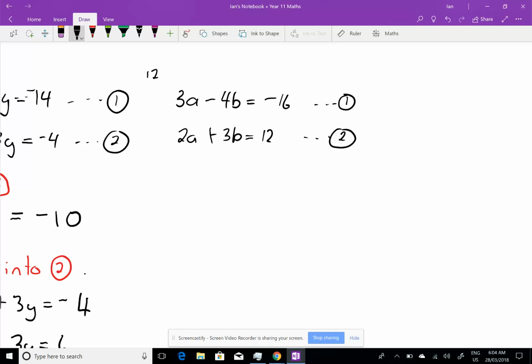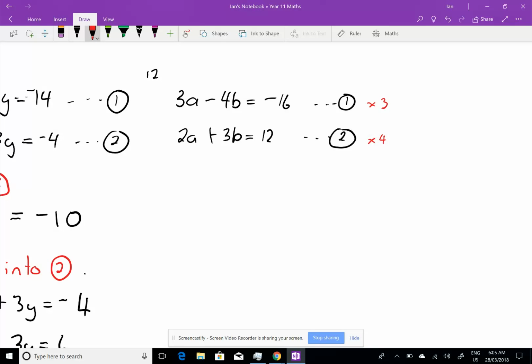They don't look the same. And if I want to be frank, I'd like to eliminate the b's because they're different signs and it'd be easier to add them. But because they're an equation, as long as I do the same thing to everything, it won't change it. So what I'm going to do is make that 4b a 12b. I'm going to multiply everything in that equation by 3. And I'm going to make that 3b a 12b also. So I'm going to multiply everything in this equation by 4.